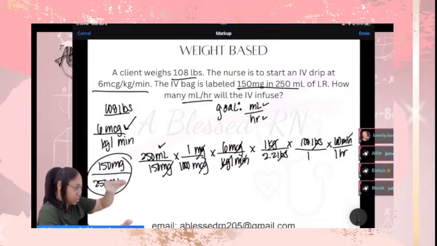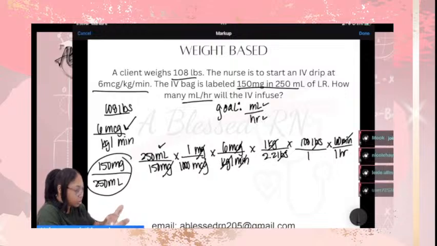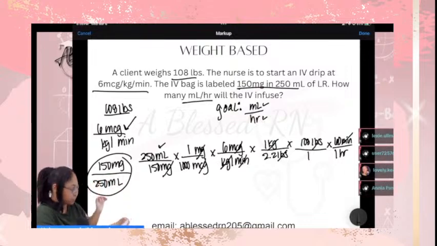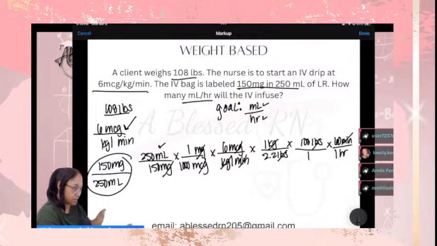So what we'll do is put in all your numbers across the top by hitting multiply in between. So 250 times 1 times 6 times 1 times 108 times 60. I get to 60 and I'm going to hit divide. So that's like 9,720,000 and all those zeros, all right?